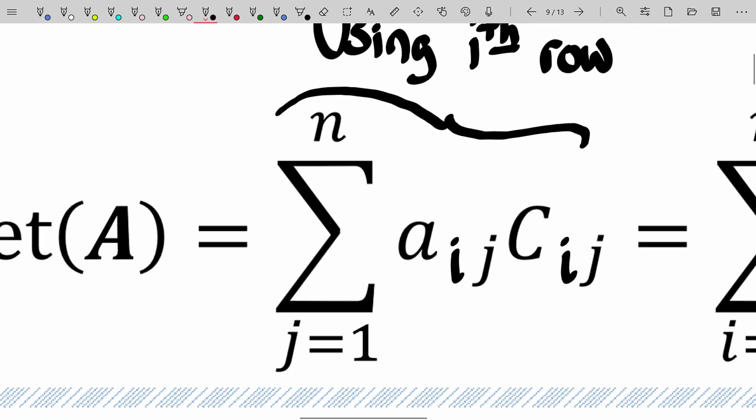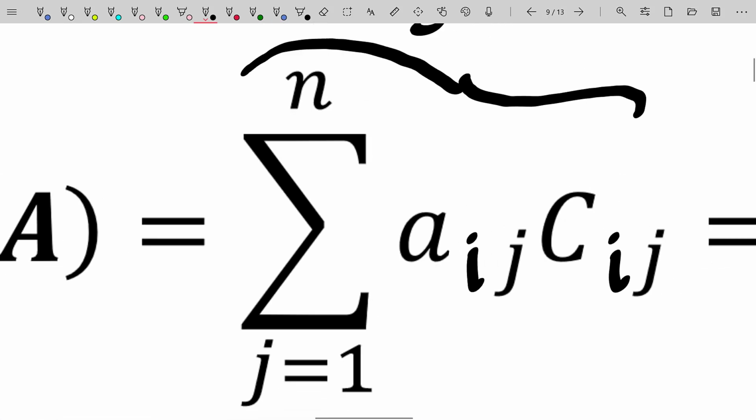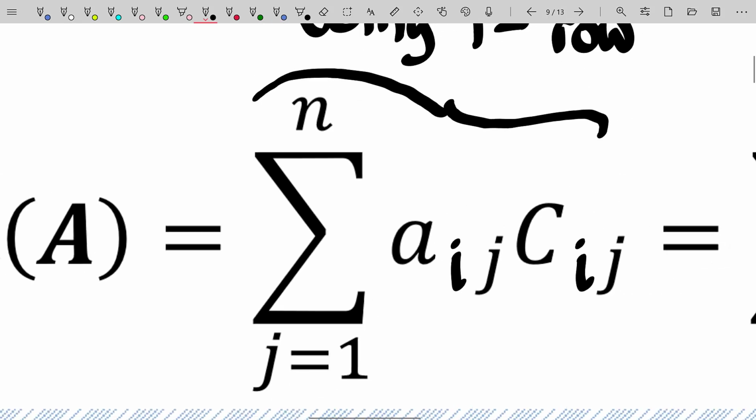If you do so, you're just going to add up the products of all the elements in the ith row, starting at the first column, then going to the second column, then the third column, then the fourth column. The products of those entries and their cofactors. Remember, the cofactor is that plus or minus sign times the minor, which is the determinant of the matrix remaining after you remove the ith row, jth column. But the punchline here is that you didn't have to expand using the first row.